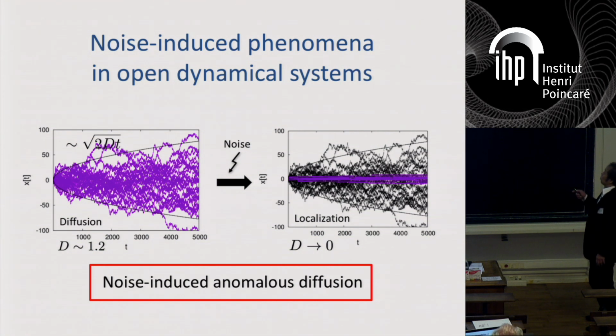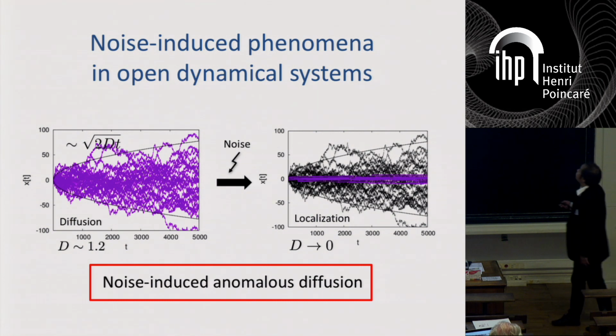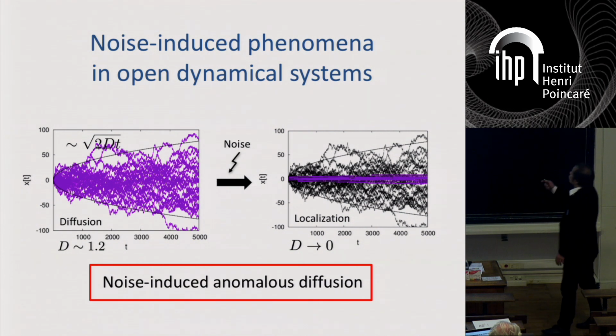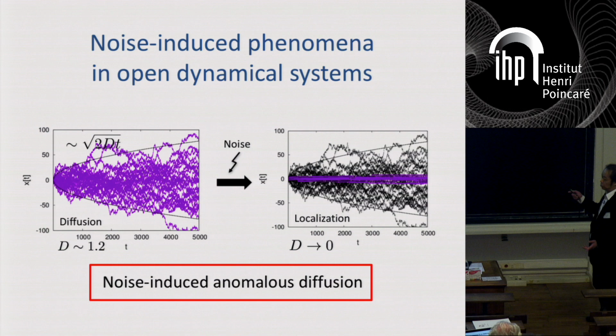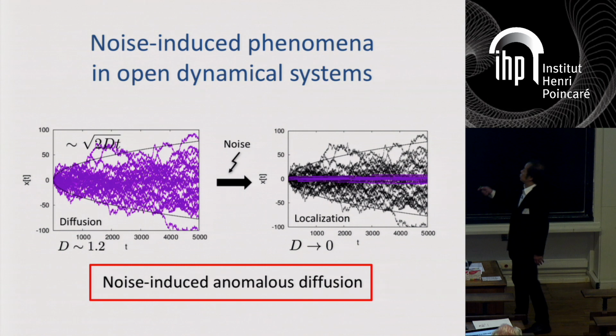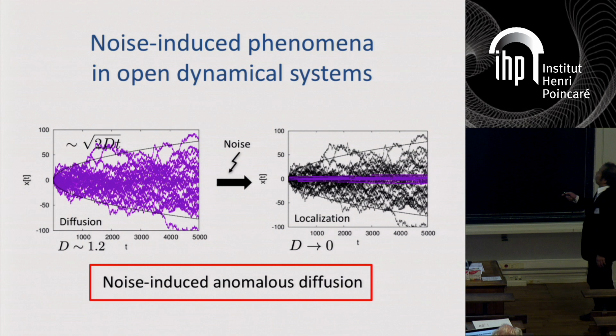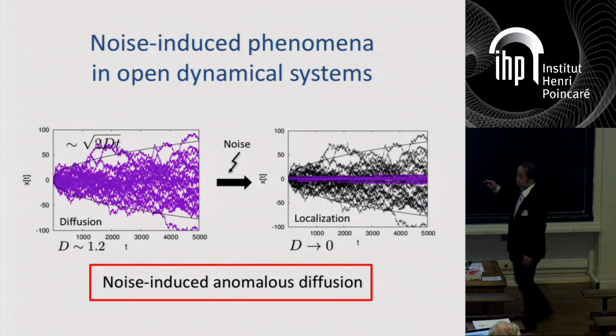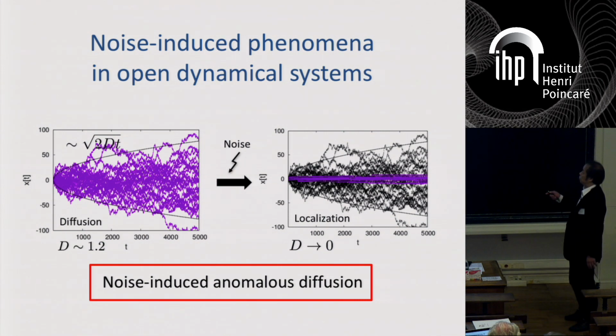But I explore this noise-induced phenomena in open dynamical systems, like diffusive dynamics. So this is a schematic view for the diffusive dynamics, one-dimensional. X is in one-dimensional space, and T is the time. We have many particles, and they fluctuate, behaving like a random walk, and we observe diffusive dynamics with diffusion constant D, for example, 1.2 in this case.